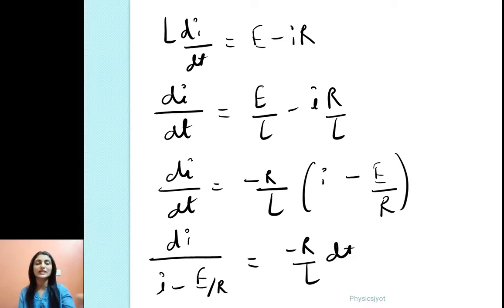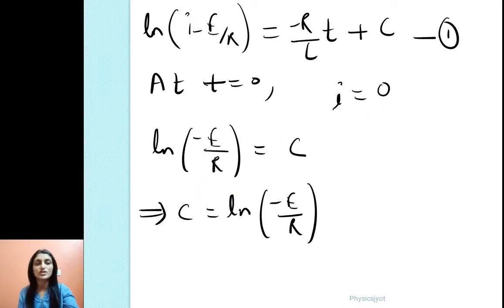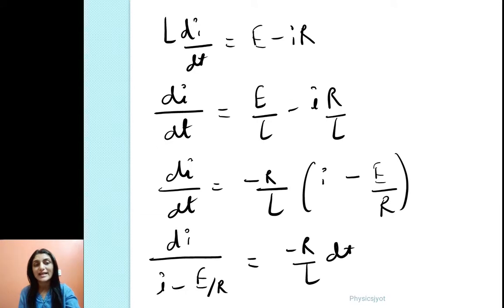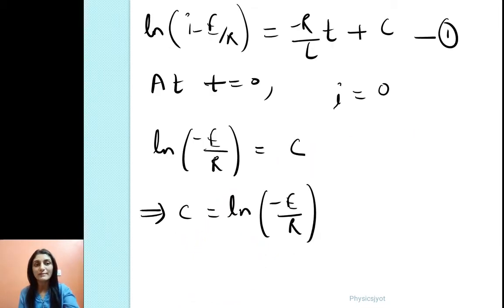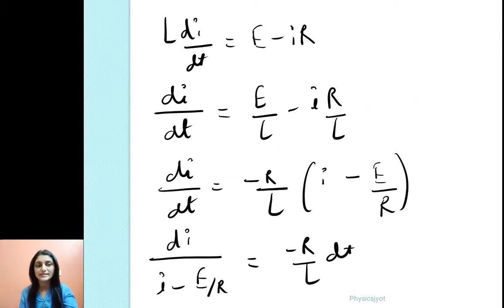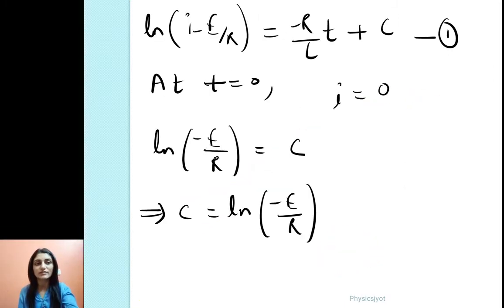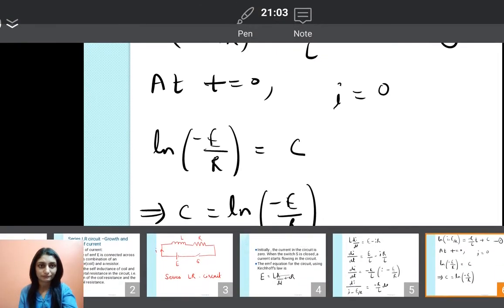So we can integrate, and we get the integration of di by I, which is log I. Similarly, the integration of di upon I minus E by R will be log of I minus E upon R. It equals minus R upon L, as it is the integration of dt, that is t. So we will get this plus C.